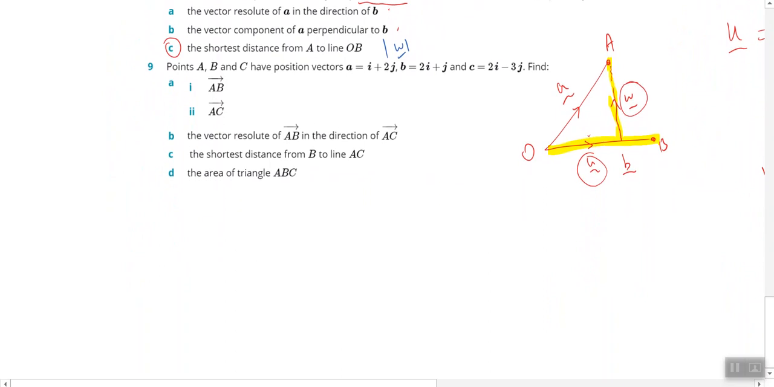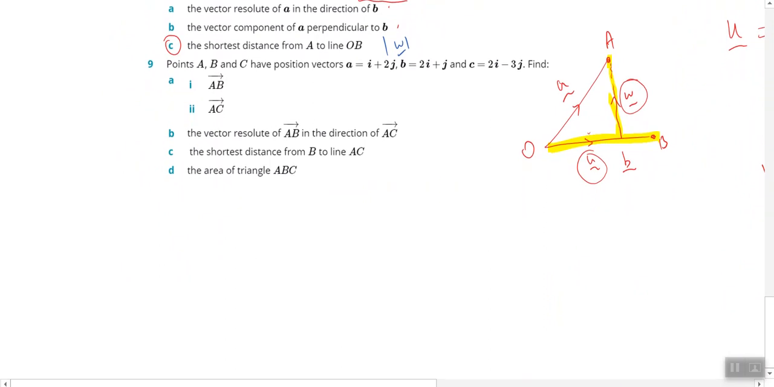Question 9, A, B, C. You've got vectors A, B, C. You want to find AB and AC. I'm just looking ahead; we're just trying to find a resolute. So we'll do AB first. AB is just B minus A, using the position vectors again. So B minus A.